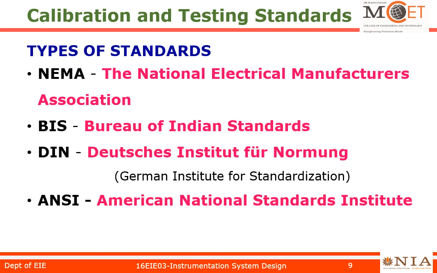The next one is types of standards. Particularly, we are going to discuss what is there in our syllabus. The first one is NEMA, the National Electrical Manufacturers Association. The next one is BIS, Bureau of Indian Standards. The third one is DIN, Deutsches Institut für Normung, meaning German Institute for Standardization. And the last one is ANSI, American National Standards Institute. So these four standards we are going to discuss in this video lecture.